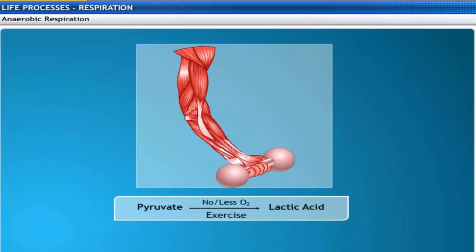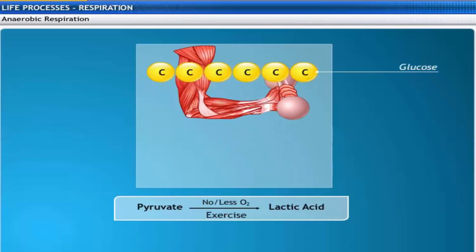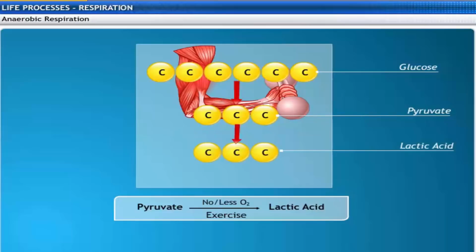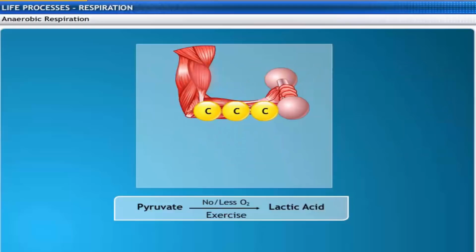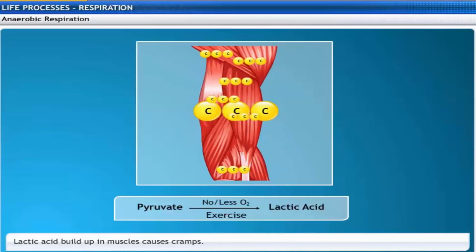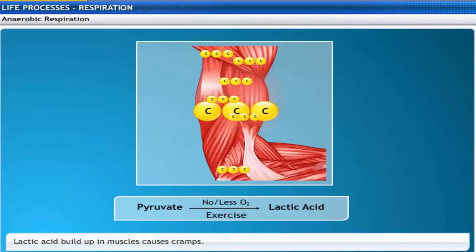Sometimes our muscle cells may not have enough oxygen. In this case, the pyruvate molecules are broken down in the anaerobic process. Pyruvate molecules get converted into lactic acid, which is also a 3-carbon molecule. This lactic acid builds up in our muscle cells and causes cramps.